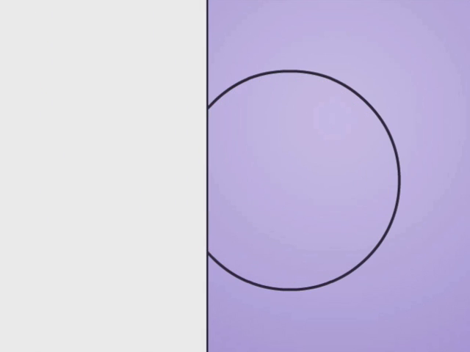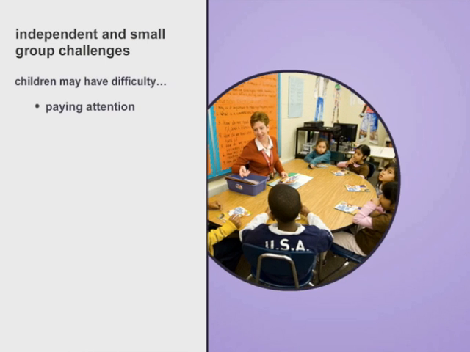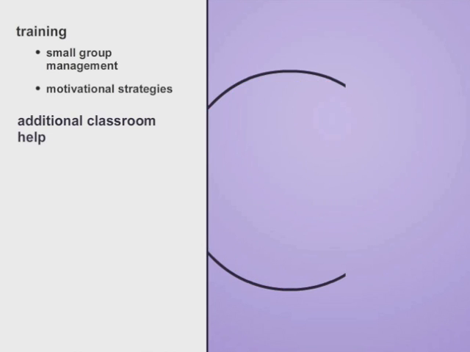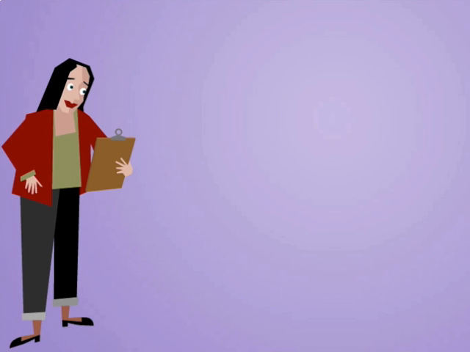For many classroom teachers, managing independent and small group work can be challenging, especially when some children have difficulty paying attention, working independently, or interacting with peers. Teachers may need training in small group management and motivational strategies, or may need additional classroom help to effectively differentiate instruction in Tier 1. Progress monitoring assessments provide important data for guiding differentiated instruction.